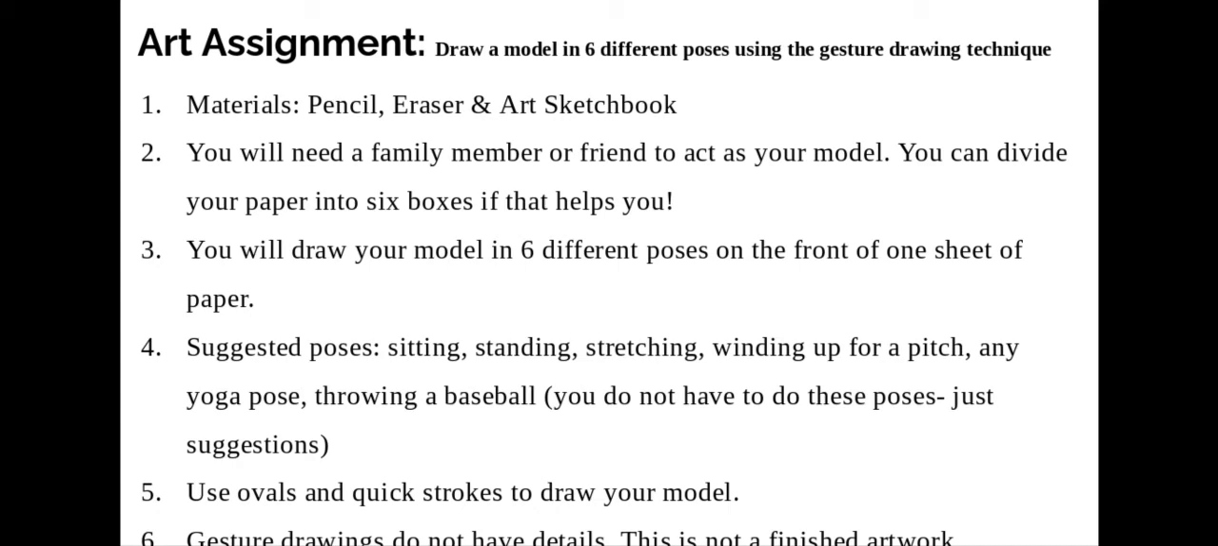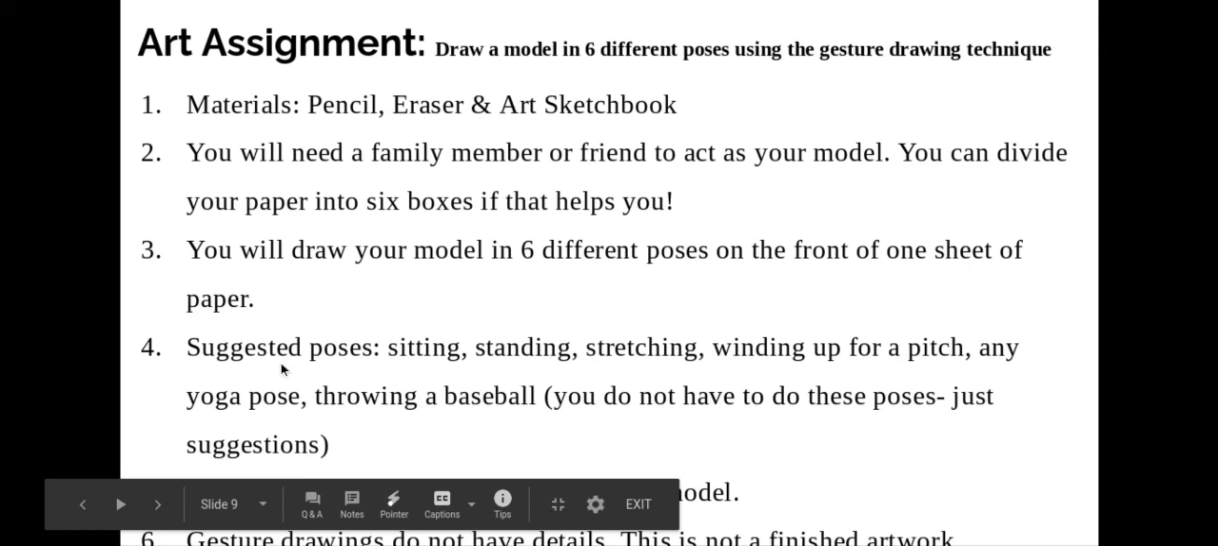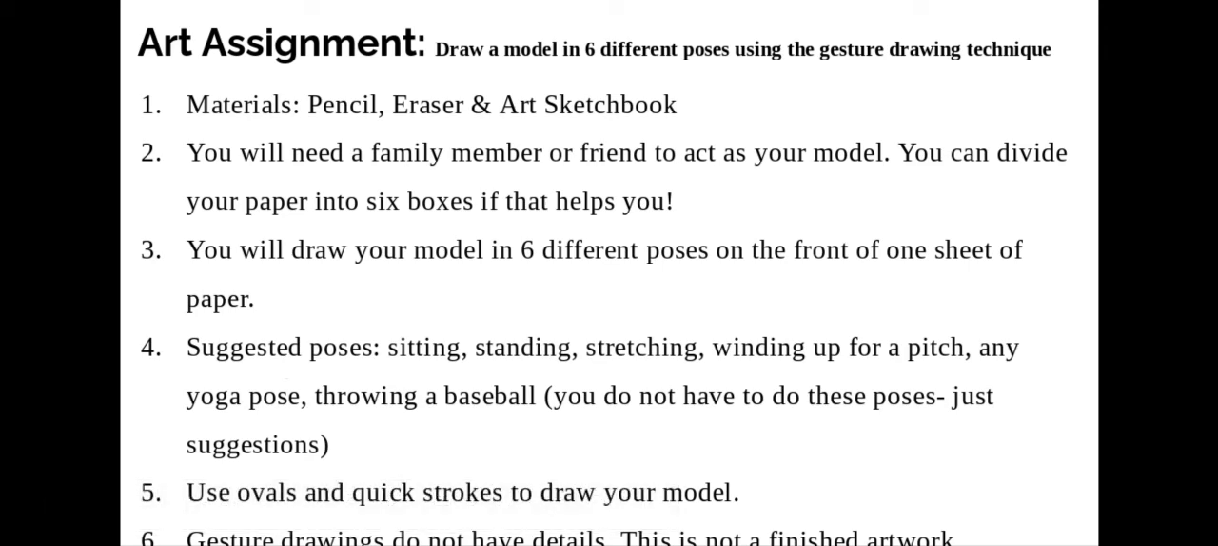So I might set a timer for my model for 60 seconds. My model will stand in 6 different poses. You could suggest to your model a sitting pose, standing, stretching, winding up for a pitch. Any yoga pose will work, throwing a baseball, but you do not have to use these poses. You can make your own up. And just to remember, your gesture drawing should not have details and use ovals and quick strokes to draw your model.